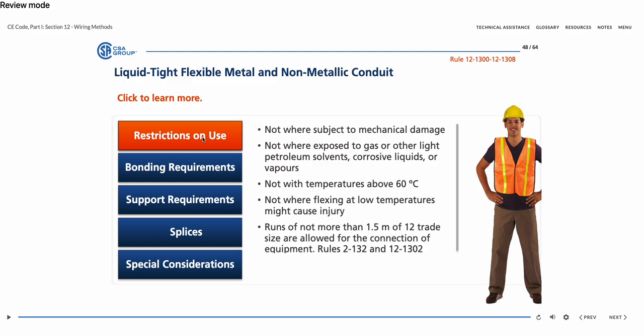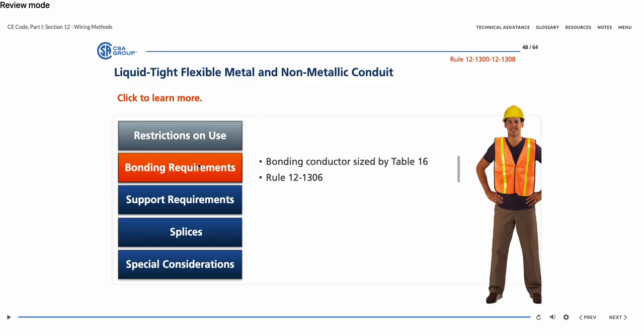It must be used in runs of less than 1.5 meters of 12 trade size to connect equipment. Liquid-type flexible conduit can also be used for direct burial in accordance with Rule 12-012 and where specifically approved and marked for that purpose. Bonding conductors are sized using Table 16.